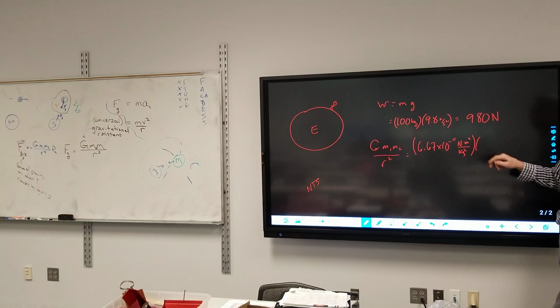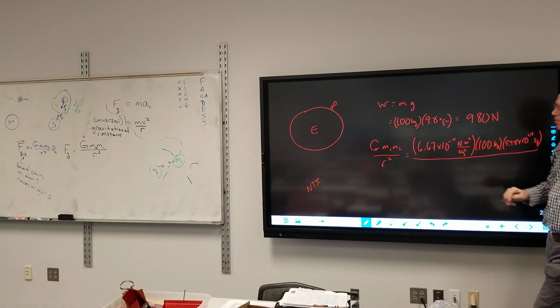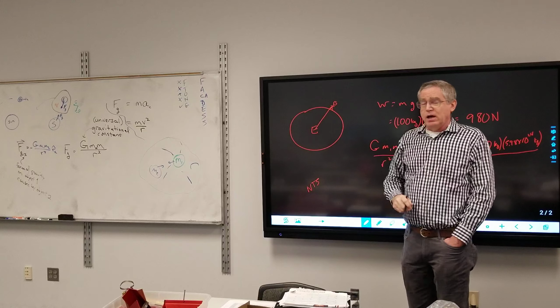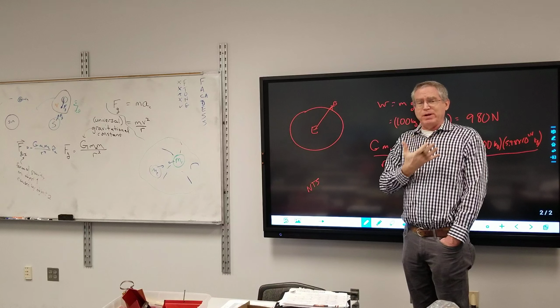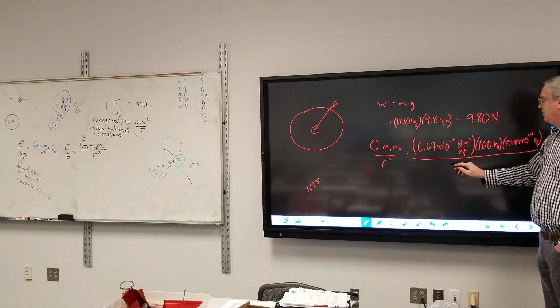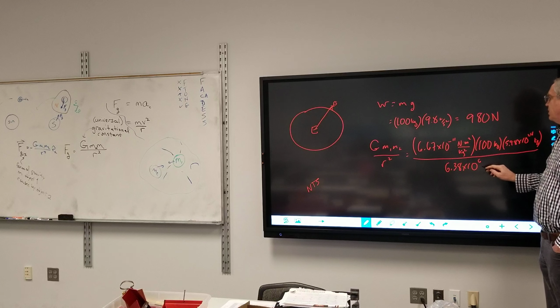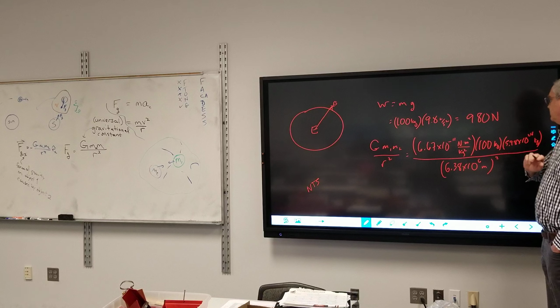Mass 1, I'll give myself mass 1, 100 kilograms. Mass 2 would be the mass of the Earth, 5.98 times 10 to the 24th kilograms, over the radius of the Earth, basically the distance from center to center. I am assuming that my size is insignificant compared to the Earth, and so therefore I'm just going to use the radius of the Earth, 6.38 times 10 to the 6th meters, squared.